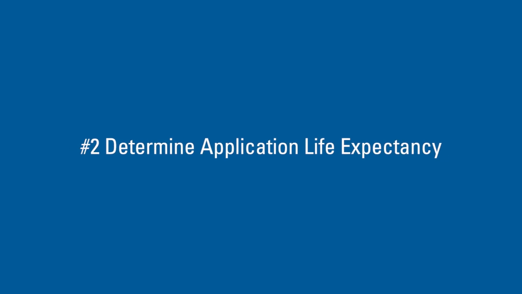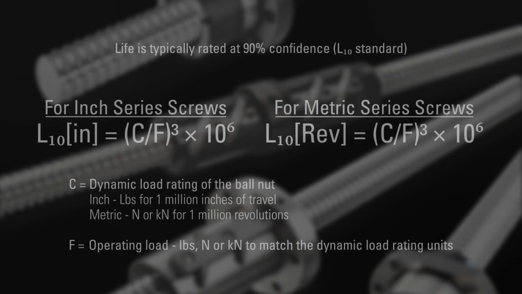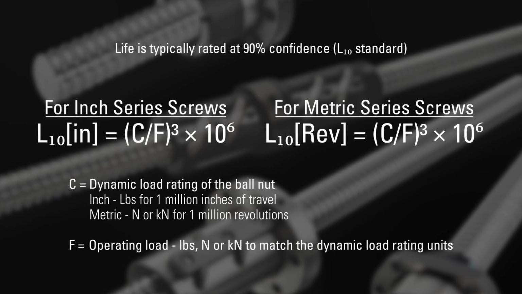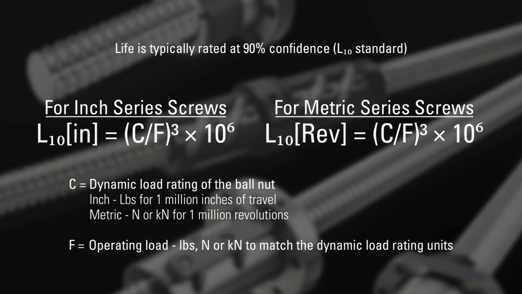Next, determine the life expectancy based on the operational profile. Calculate the assembly life using the dynamic load rating specified for each ball nut. This helps in predicting how long the ball screw will perform effectively.